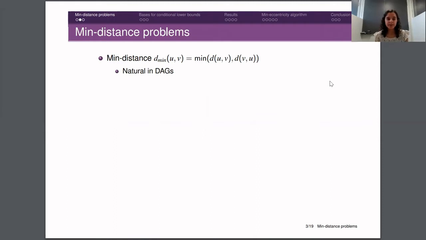Unlike the standard notion of distance, where you could have d(u,v) not equal d(v,u), the min distance between two vertices is always symmetric because it's a minimum. This is a particularly natural notion of distance in DAGs, where if you have a path from u to v, then you can't also have a path from v to u because that would create a cycle. So the min distance between two vertices in a DAG is basically just the distance between them in whichever direction it makes sense to take that.